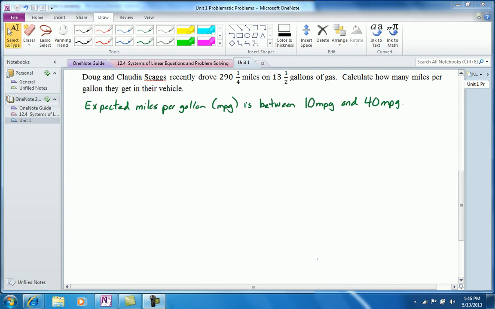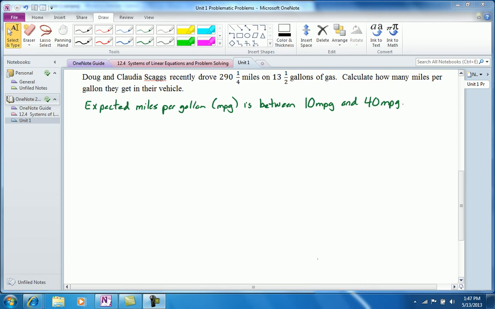Before I start this problem, if you'll notice in green, I jotted down that the expected miles per gallon is between 10 miles per gallon and 40 miles per gallon. This is just me knowing that most cars get between 10 and 40 miles per gallon. So as I'm working this problem out, I expect to obtain a number between 10 and 40.